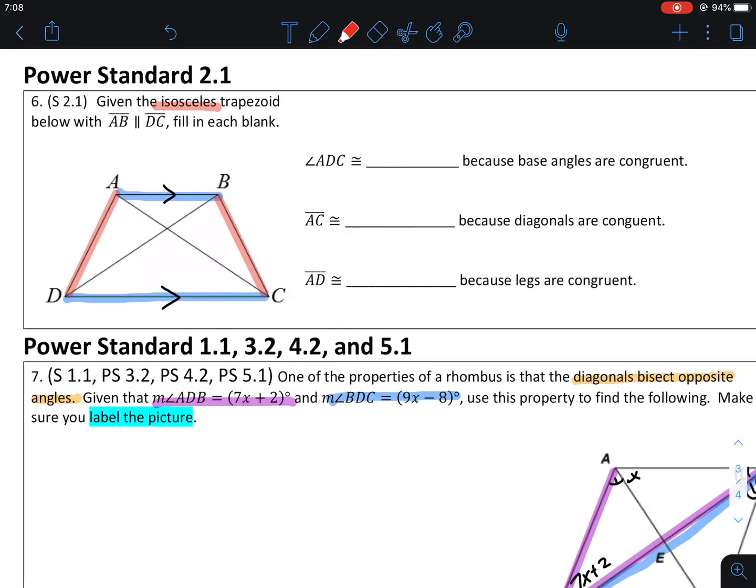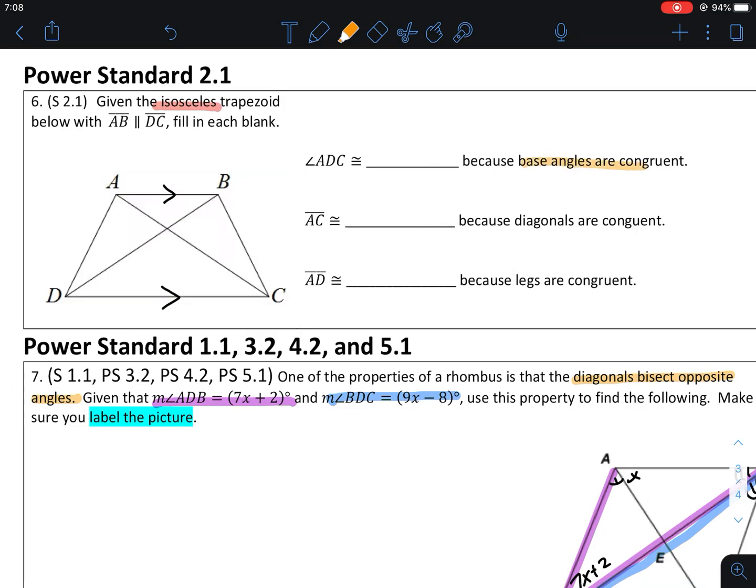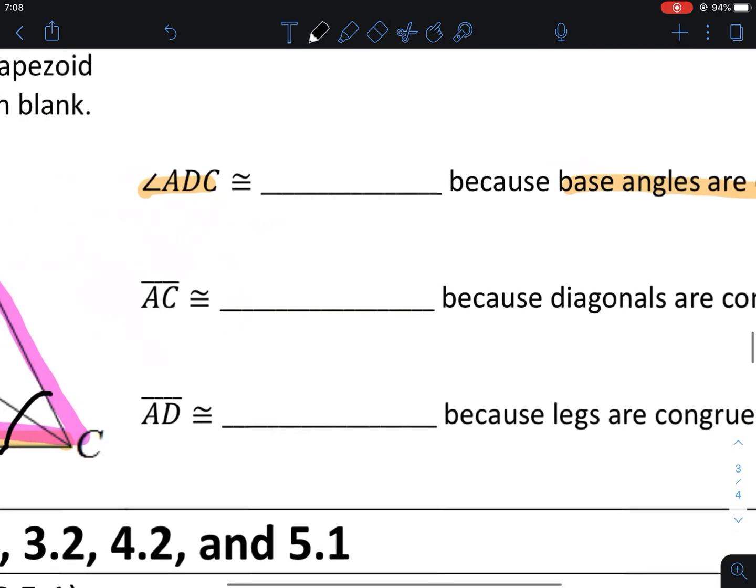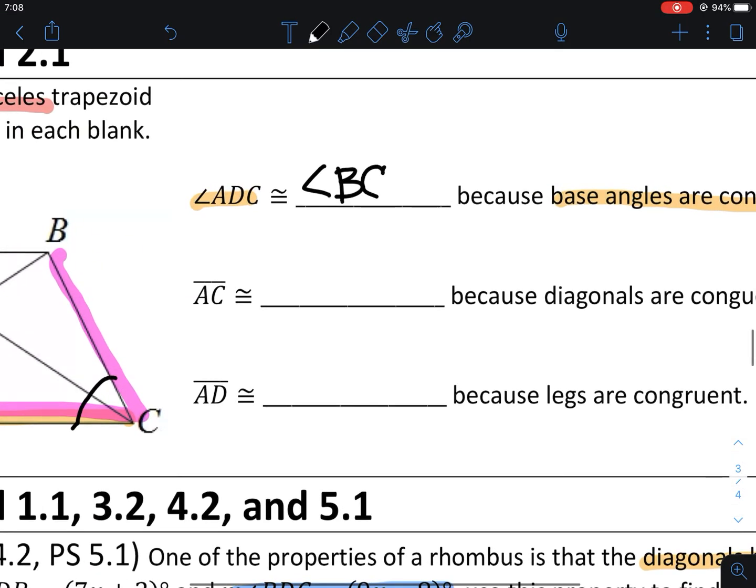The first thing we're told, let me erase the colors that I have here, is that base angles are congruent. So angle ADC must then be congruent to angle BCD, because this orange base angle is congruent to this pink base angle. Don't forget the angle symbol, BCD.